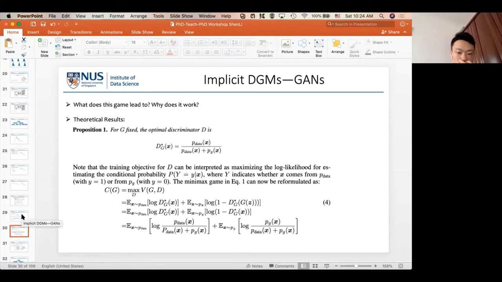So back to the proof. Remember that all we have is G, because you first fix G and find the optimal D, and now the rest of the variable is only G here, right? So this will be a function of G when you plug D star back into the quantity, and after a few simplifications you will get a form like this. This is quite nice. You first take the expectation over the true data distribution, and the term in the bracket is the log of the ratio between p data and the summation. The other term is that you draw a sample from the model distribution you learned, and you consider the log of PG over the summation. It's quite symmetric and quite nice.